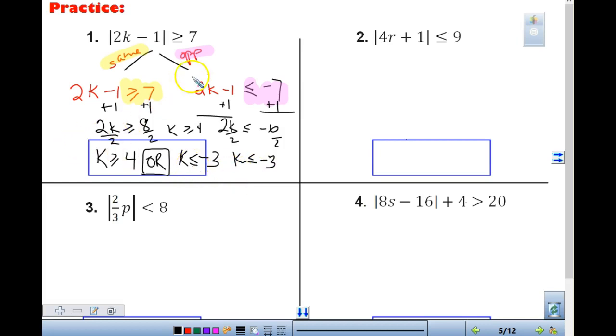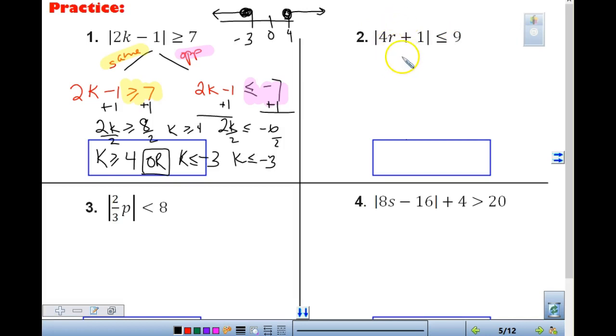Because when I think of this solution on a number line, negative 3 is here, here is 0, here is 4. This is telling me that k can be greater or equal to 4, that's all these going larger, or less or equal to negative 3. The reason it's an or is that they have nothing in common.